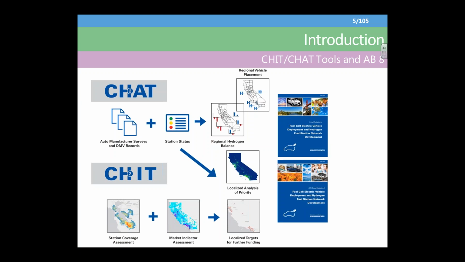This year we then developed CHIT, which is a GIS tool that allows us to consider more information than just the survey. It allows us to look at what the potential market might be. It allows us to spatially assess what coverage might be like with the existing stations in state and look at the difference between the market and that coverage and make recommendations for the report.